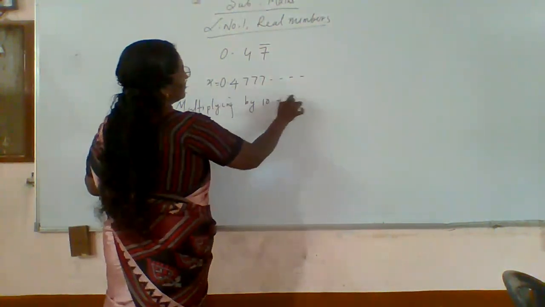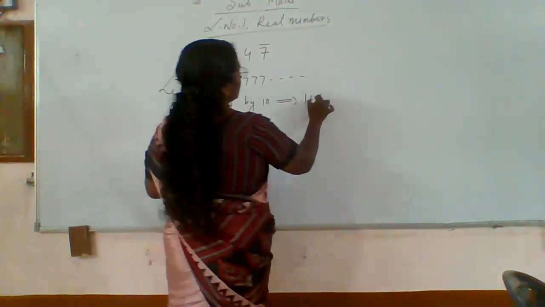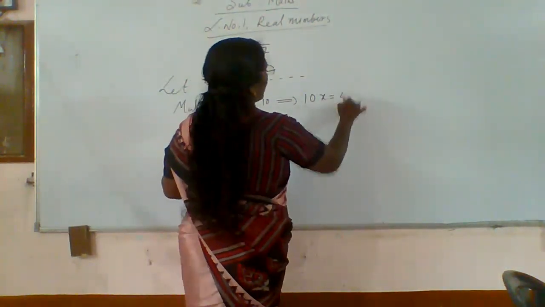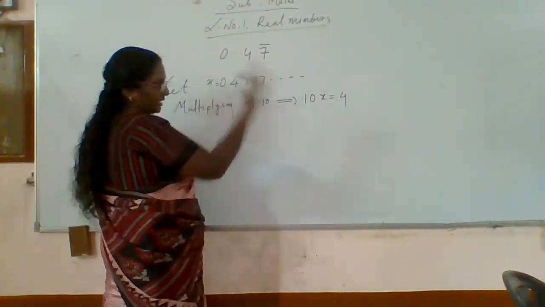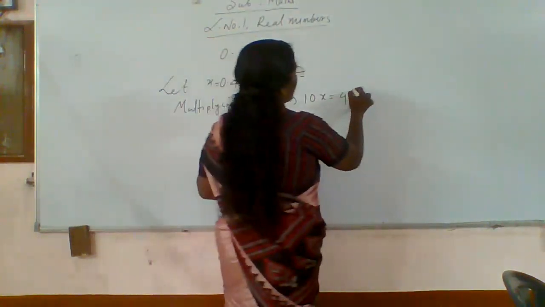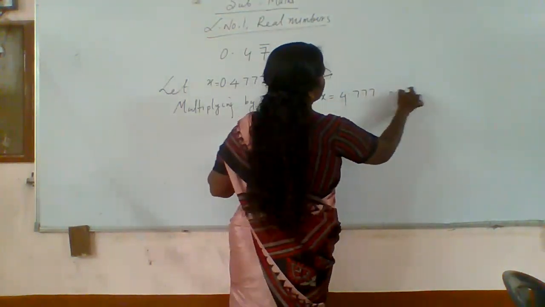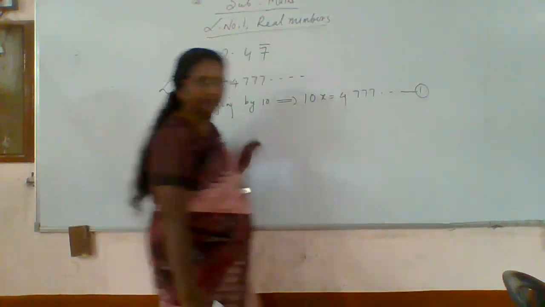Gives 10x is equal to 4. Here multiplied by 10, this decimal place will go one place ahead. That means 4.7777 etc. Keep it as equation number 1.